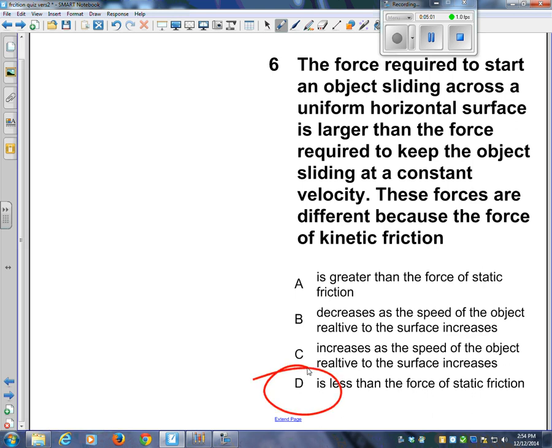Kinetic friction is always less than static friction. Kinetic is always less. So A is definitely wrong. Kinetic friction decreases as the speed of the object relative to the surface increases? No, not true, not true. Kinetic is less than static. That's what it boiled down to there.